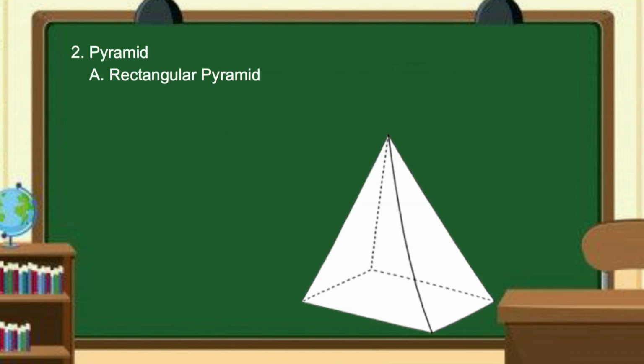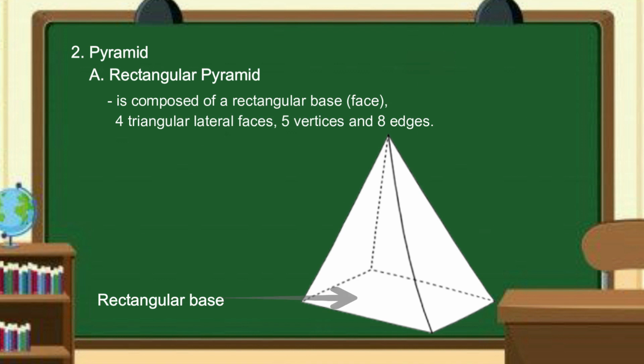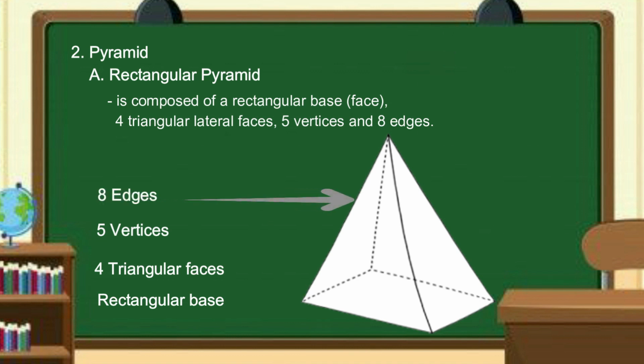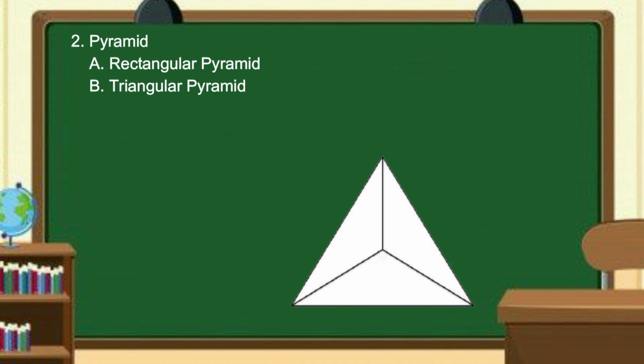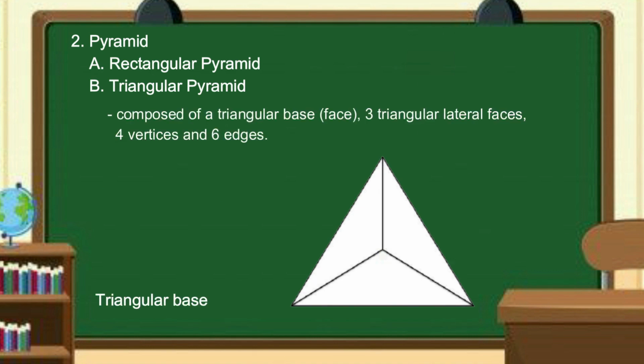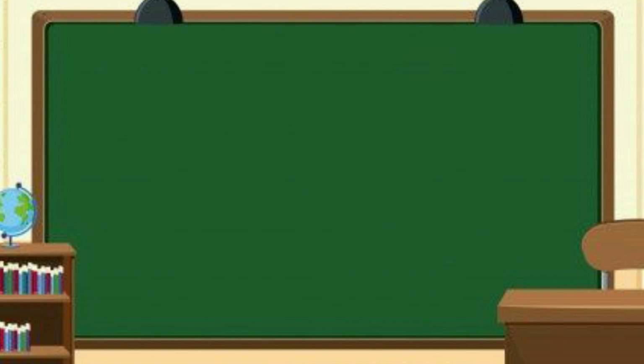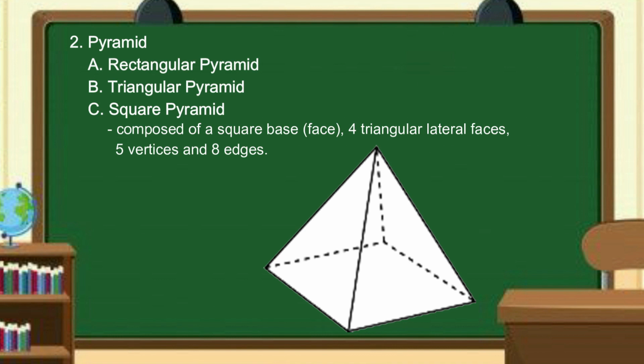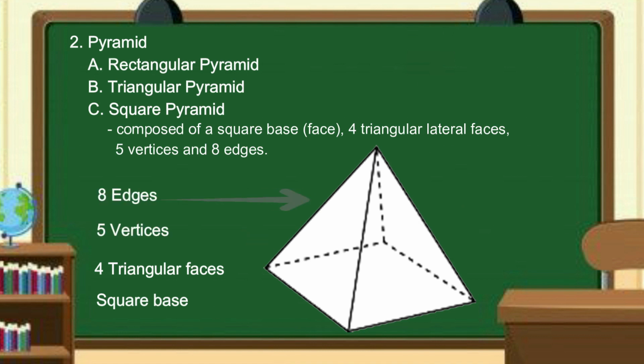First is a rectangular pyramid, composed of a rectangular base, 4 triangular lateral faces, 5 vertices, and 8 edges. Second is a triangular pyramid composed of a triangular base, 3 triangular lateral faces, 4 vertices, and 6 edges. Last is a square pyramid composed of a square base, 4 triangular lateral faces, 5 vertices, and 8 edges.